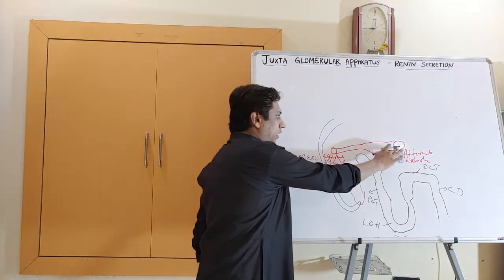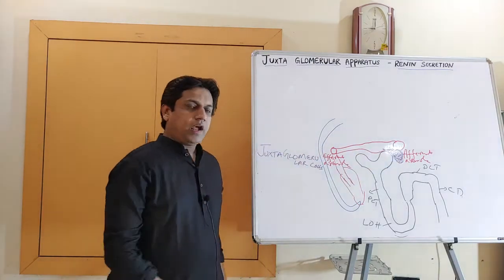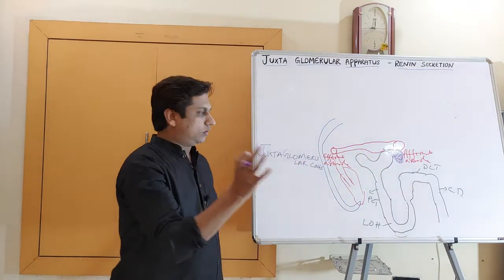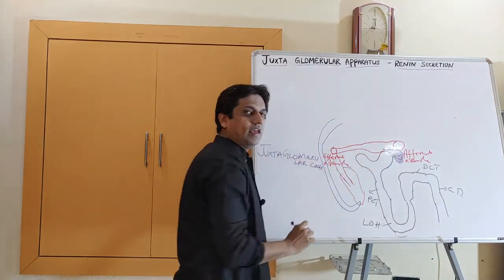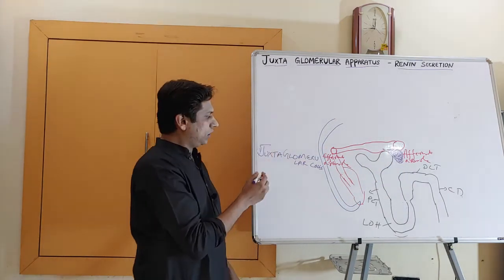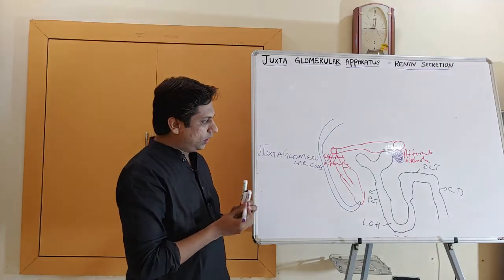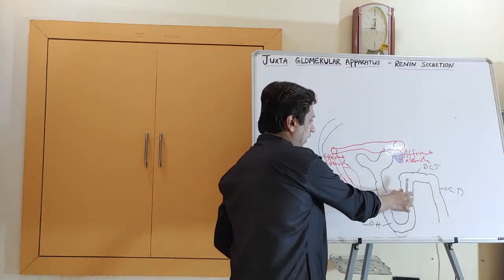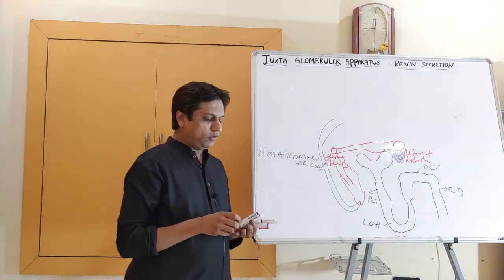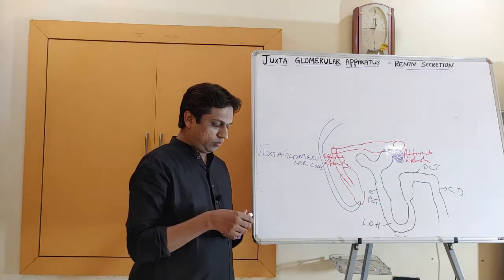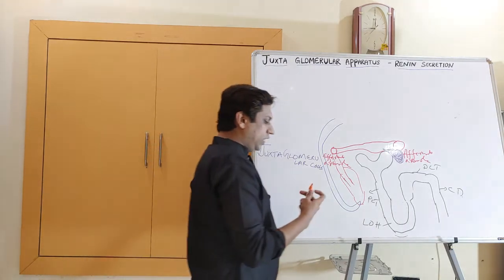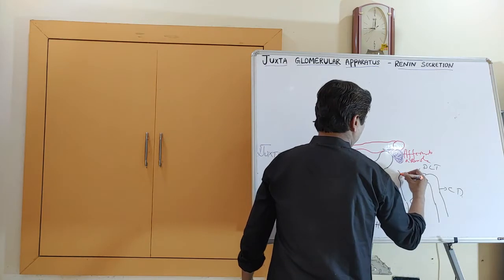So this afferent arteriole is a blood vessel, and the tunica media is the smooth muscle layer in between. There are modified specialized cells, and these cells are known as juxtaglomerular cells. Then here, where the thick ascending loop of Henle ends and the distal convoluted tubule starts, again there are certain dense cells noted here.